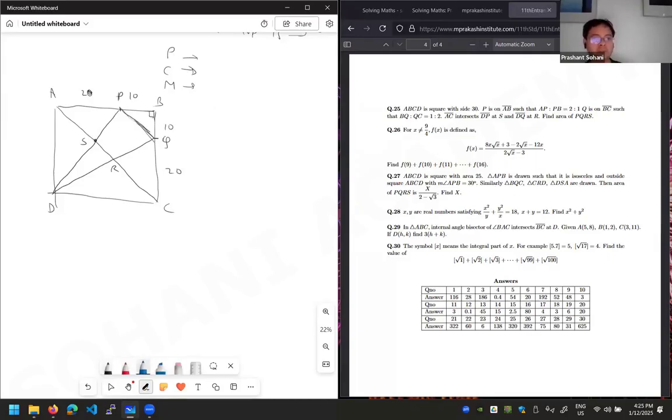What my intuition tells me is that because of symmetry, if I look at this axis along which everything is symmetric, then PQ and RS have to be parallel. Therefore, this PQRS is a trapezium, correct? So I just need to find the parallel sides and the height. If I find these three quantities, PQ, RS, and the height, that will give me the answer. Out of that, PQ is very simple because this is a 45, 45, 90 triangle. So PQ is just 10 times root 2.